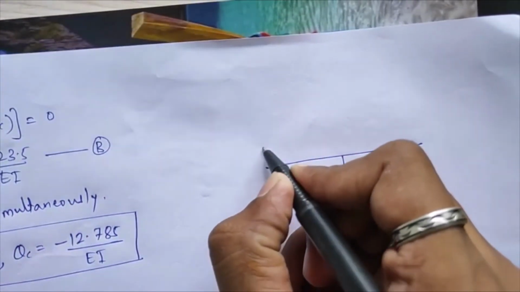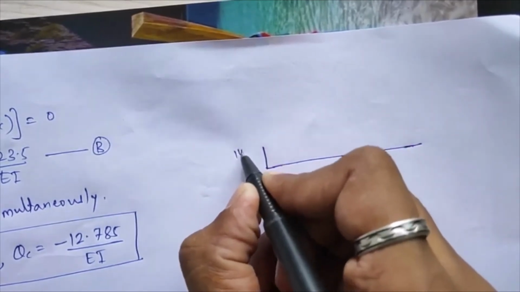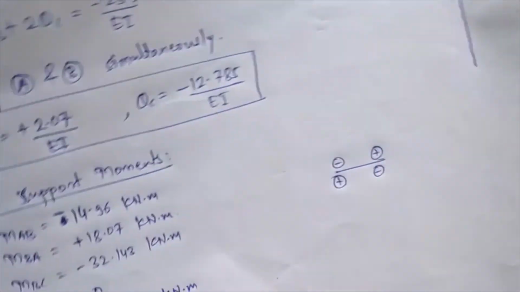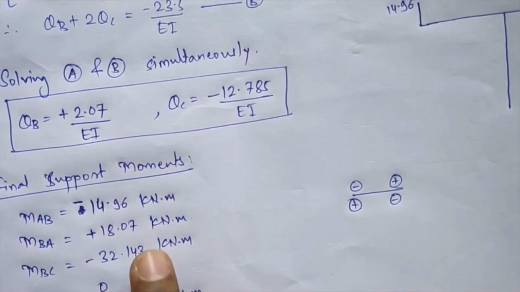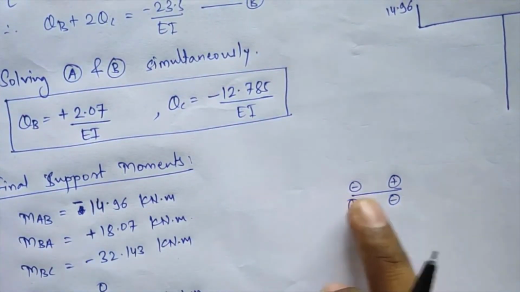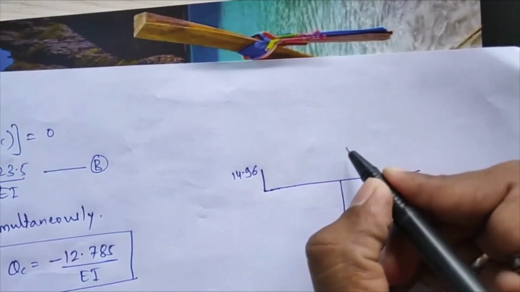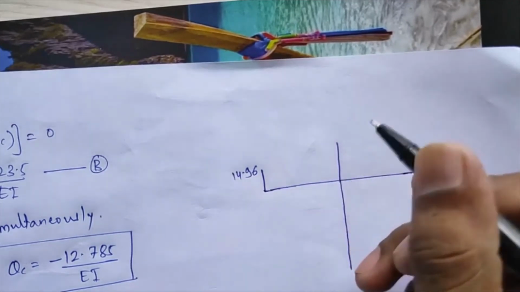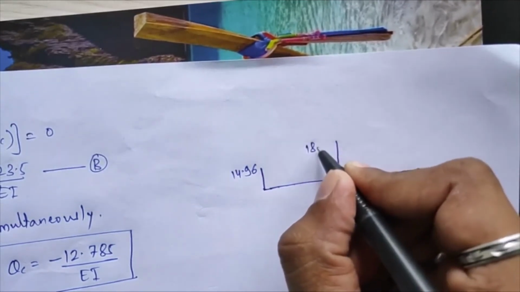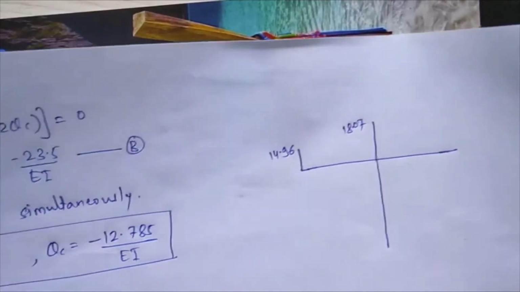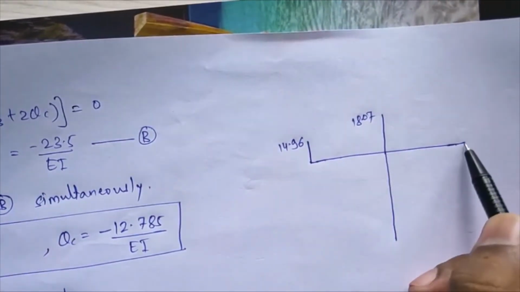So I am plotting that here, that is 14.96 over here. Okay, then next MBA I am getting as plus 18.07. So next interval, that positive moment will be on upward side over here. So I am plotting that over here, that is 18.07. Okay, now we'll shift to next member, that is MBC over there.